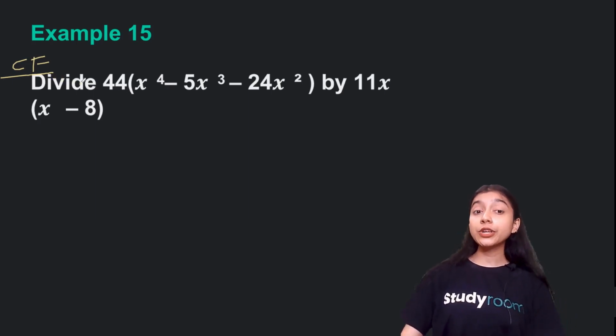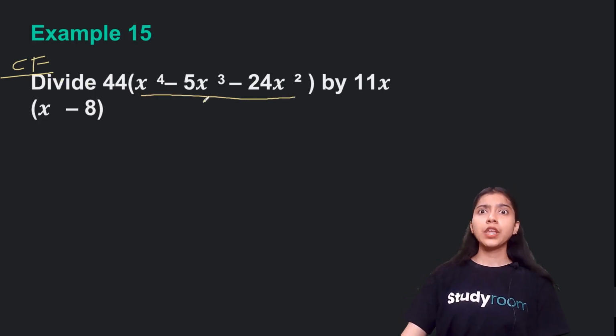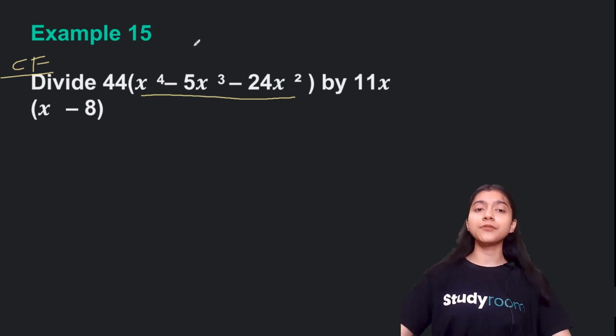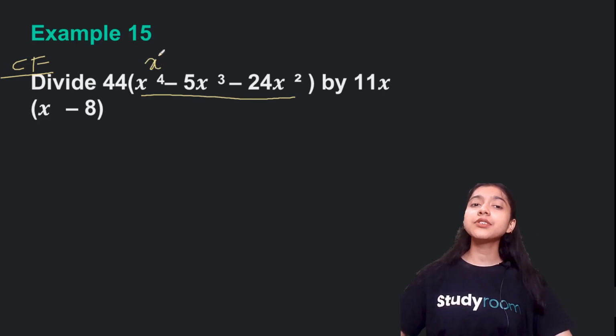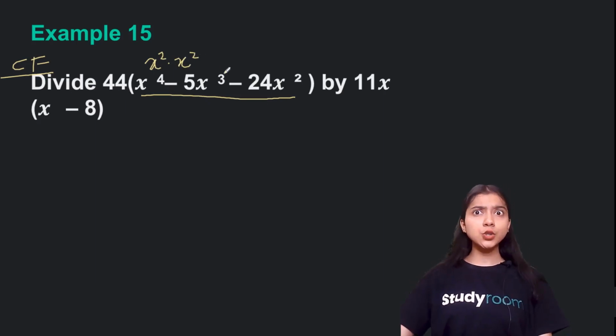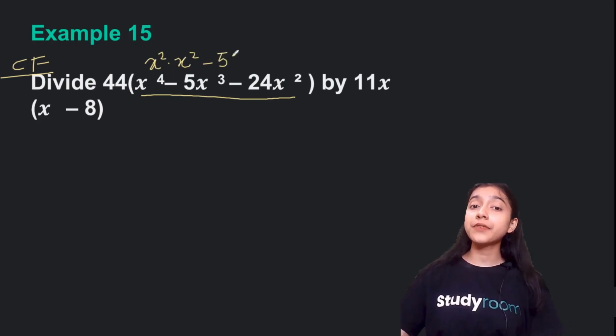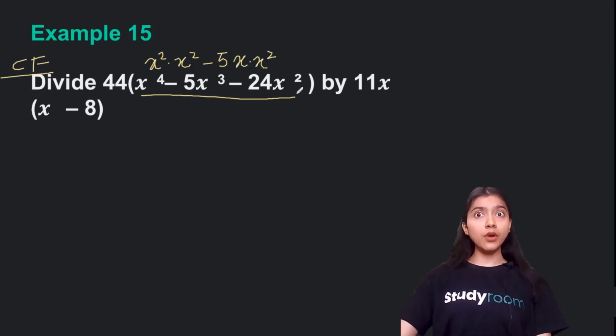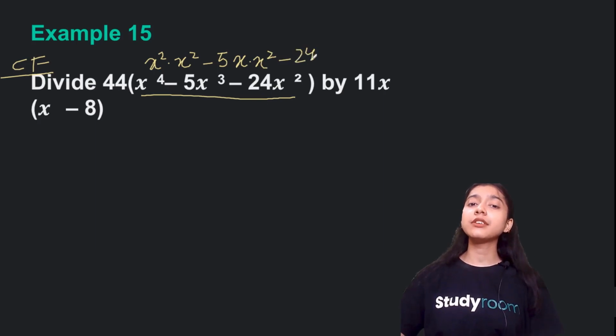So what we'll be doing first? The first thing that we'll be doing is we have to observe this term. Now, is there any common factor in this term? Yes, I can find it. So first, let me reduce this term so that it will be easier for you to figure out the common factors. x to the power 4 can be written as x square multiplied with x square. Minus 5x cube can be written as minus 5x multiplied with x square. And minus 24x square can be written as minus 24 multiplied with x square.